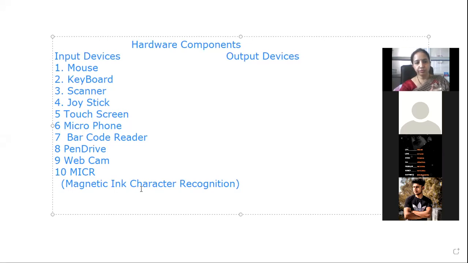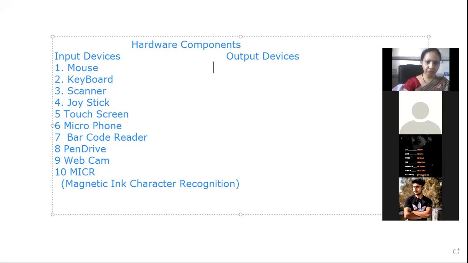Now we are supposed to go through that. What is this magnetic ink character recognition? I'll be giving you its whole explanation. First look at its picture. Then we'll let you know what it is and how we recognize all the inks, right? This MICR is very, very important. We'll be moving through it.